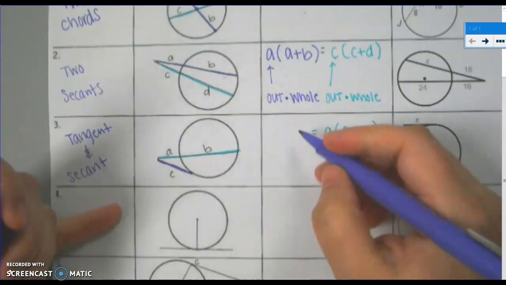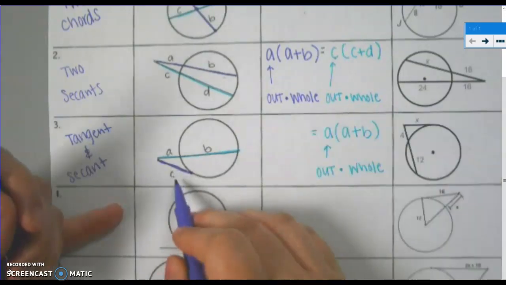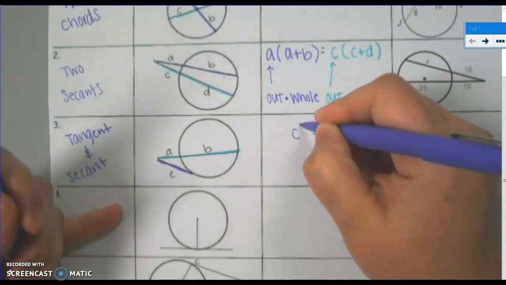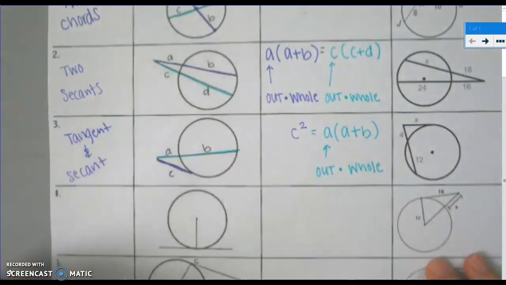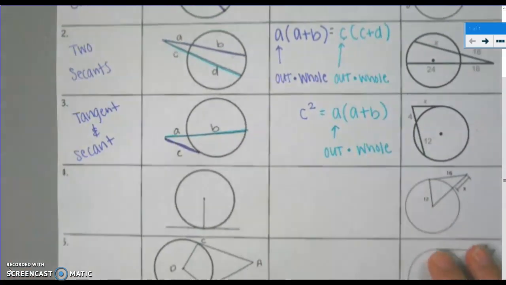To balance it out, because the tangent only has one piece, it's going to get multiplied by itself. So C squared, that tangent piece multiplied by itself.